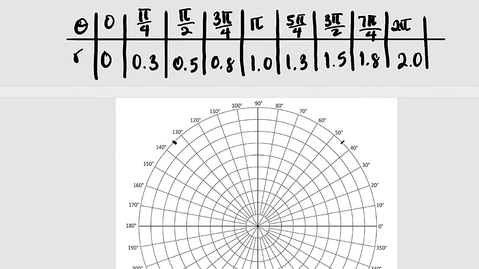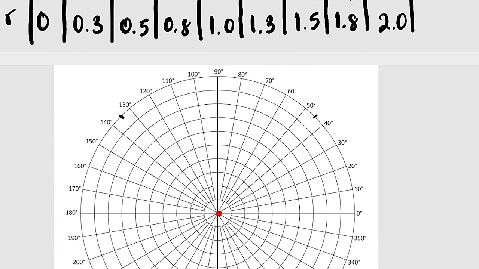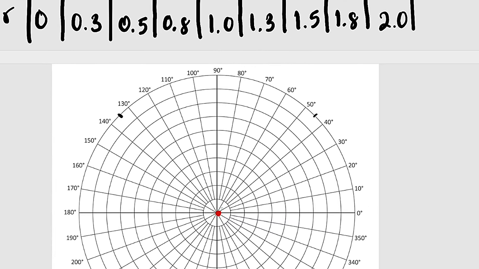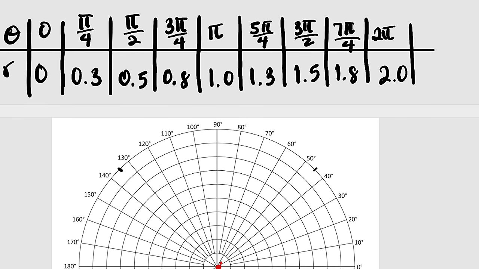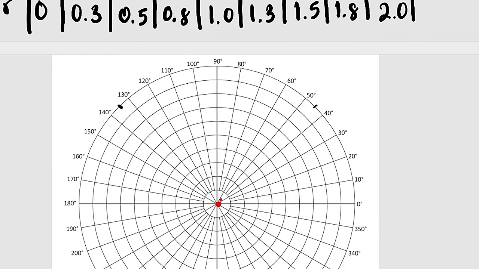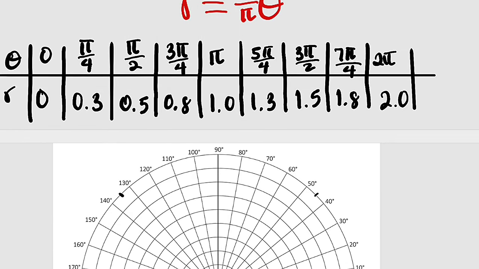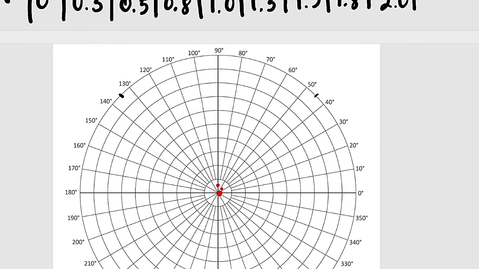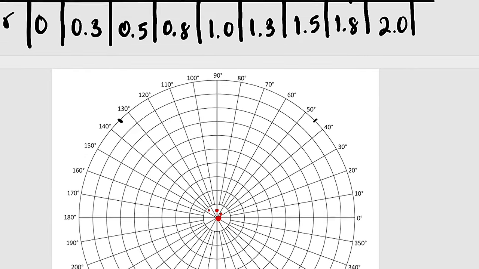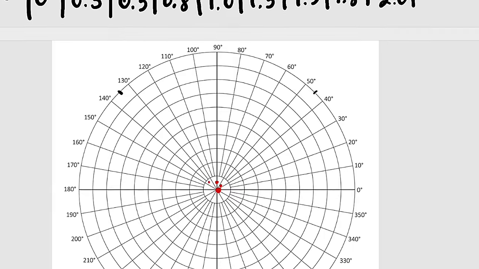All right. So when theta is 0, r is also 0. So at the pole, we have a point here. When theta is pi over 4, if you multiply that by 1 over pi, it will give you 1 over 4, which in 1 decimal place is 0.3. So let us locate 0.3. Very close to the pole. Then at pi over 2, we have 0.5. At 3 pi over 4, we have 0.8. At pi, we have 1.